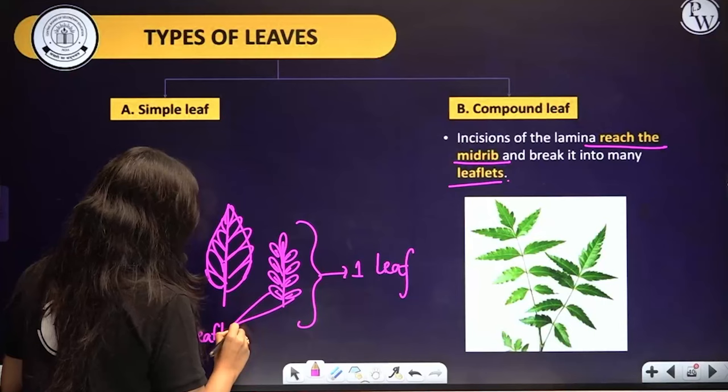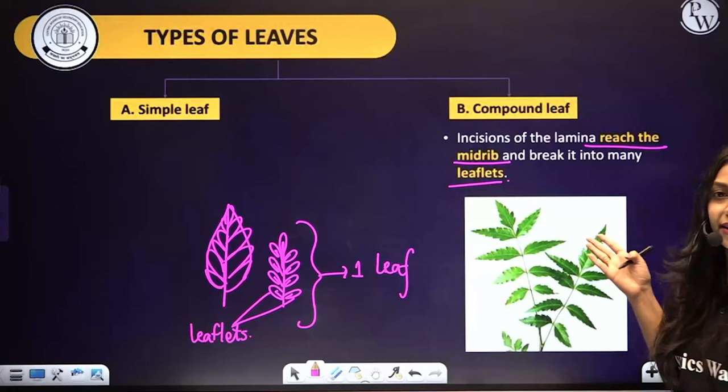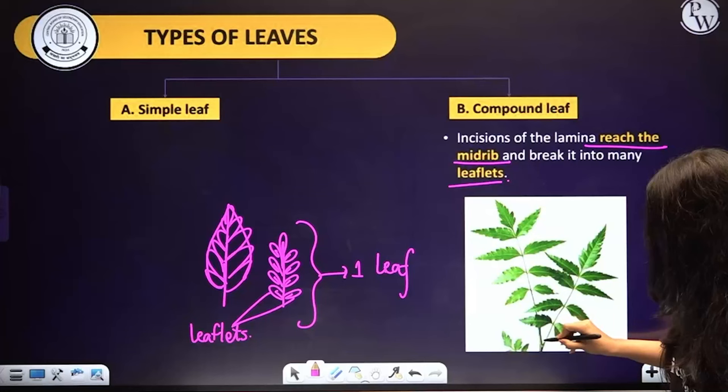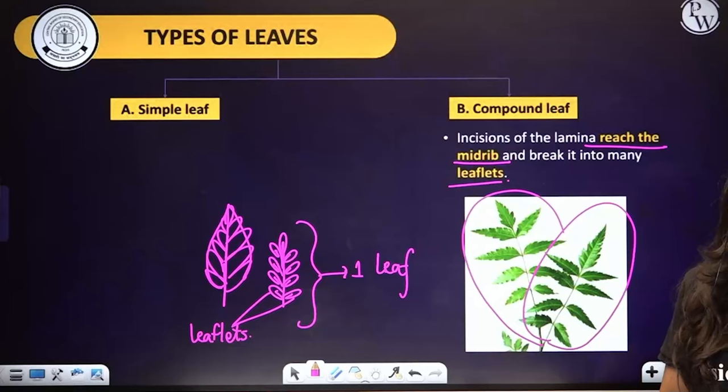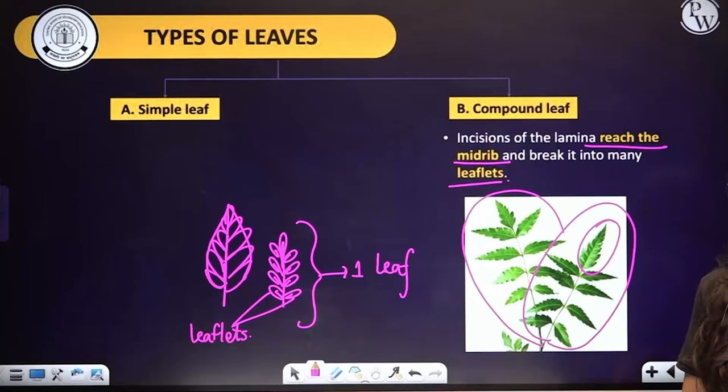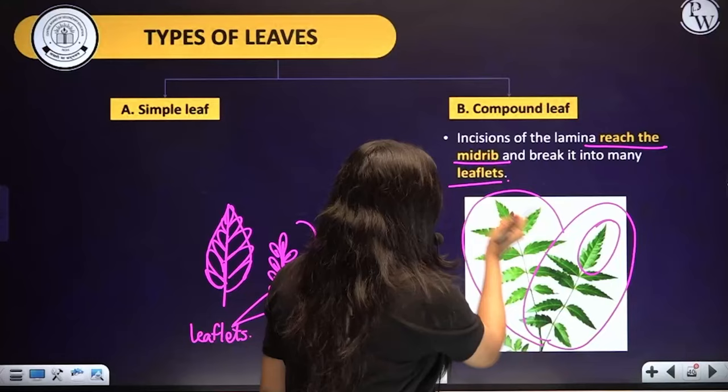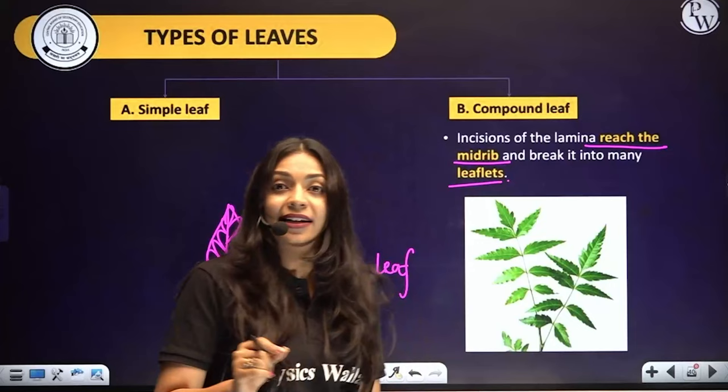Now, you might be wondering, if you look at such a leaf, for example, I've added a neem leaf here. You might say that this is entirely one leaf and this is entirely one leaf. So you would ask, how can one know if this is a leaflet or a leaf? To answer that, we must go back to the basics again, where I said that the leaves are present in the nodes of the stem. And at the axil of the leaves, you will find axillary buds.